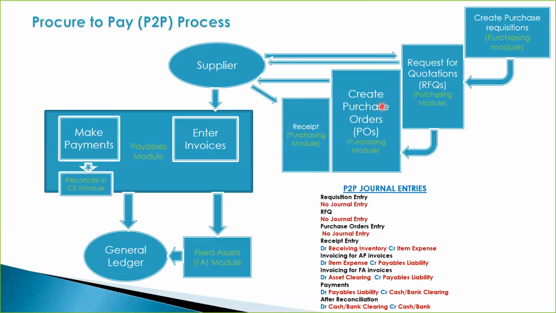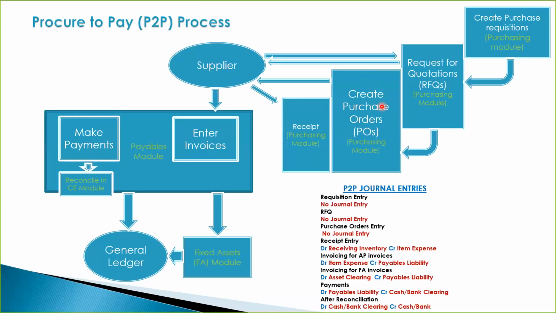Now, businesses have two sets of processes. There's the procure-to-pay process, which mostly deals with the expenses and purchasing side of the business. And also, there's the order-to-cash side of the business, which mostly deals with the revenue piece of the business. In today's lesson, we are going to discuss the procure-to-pay process side of the business.